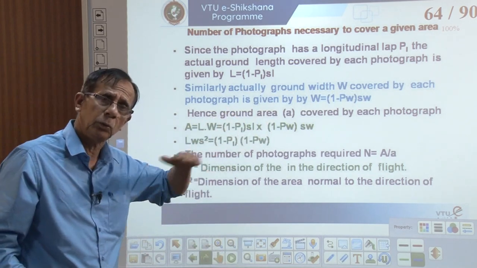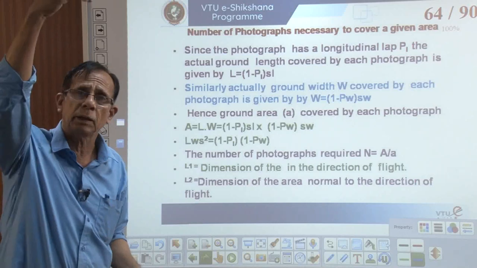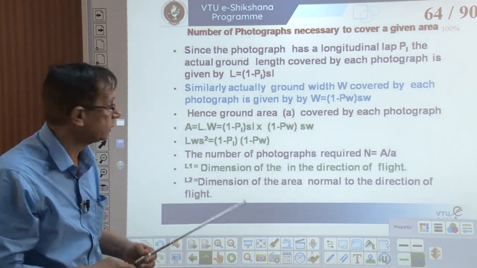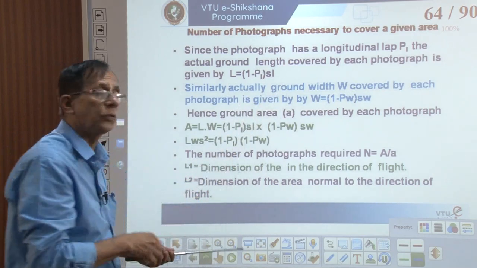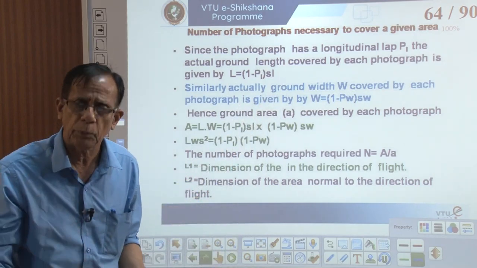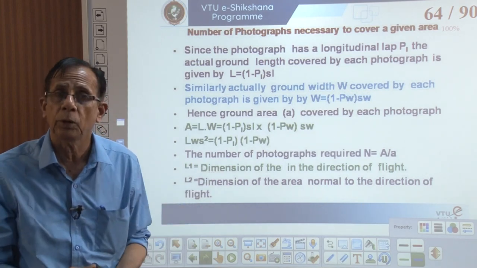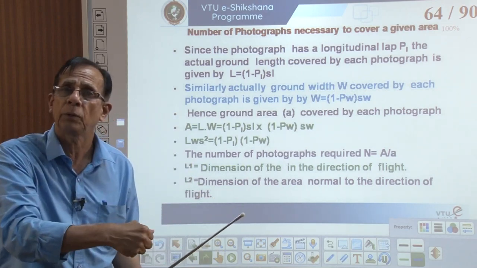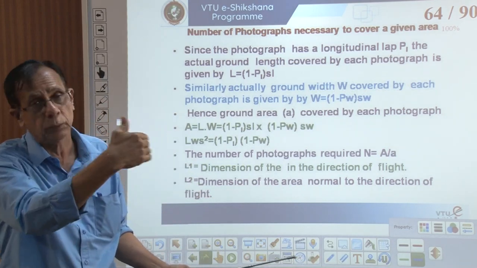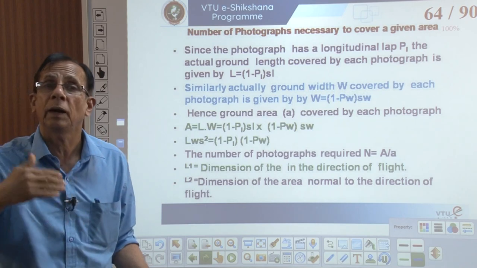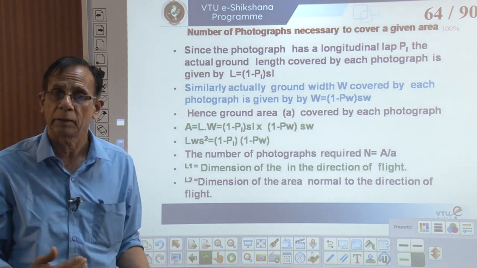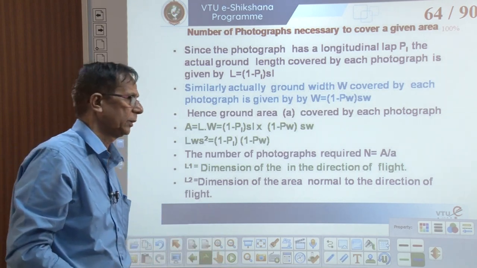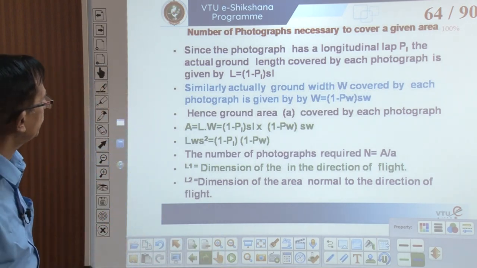One is the scale. I know the terrain condition. Second is the camera axis. Then the flight planning is not necessarily only that much. I have to plan how many photographs I have to take, how much overlap I have to provide, what area I have to cover, what the exposure interval should be, at what interval I have to capture the photographs, and accordingly what the speed of the aircraft should be. All that I have to define and plan. Then only will I be able to get good information about the ground, so that I can prepare a map or whatever.